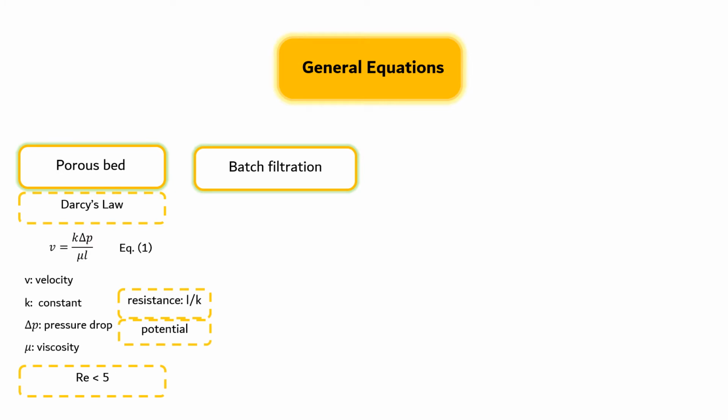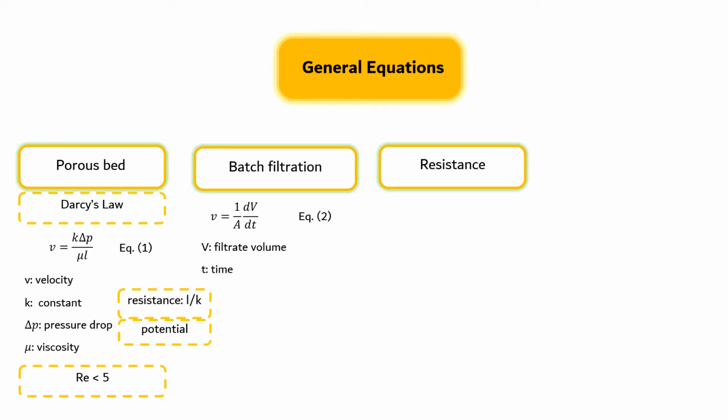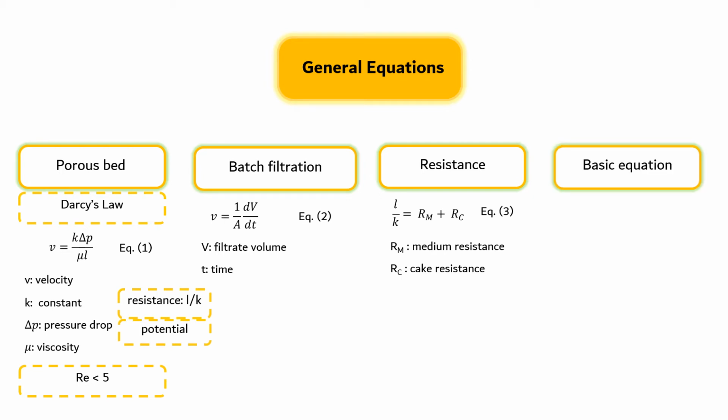For a batch filtration, the velocity may be rewritten as shown in equation 2, where V is the total volume of the filtrate and t is the time. Resistance L/K may be rewritten to include cake and medium resistance as shown in equation 3, where Rm is the resistance of the filter medium and Rc is the resistance of the accumulated biomass. Combining equation 1 to equation 3, we obtain the basic differential equation of filtration at constant pressure drop, as shown in equation 4.